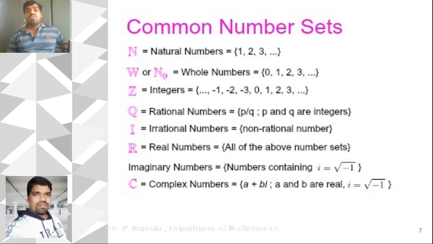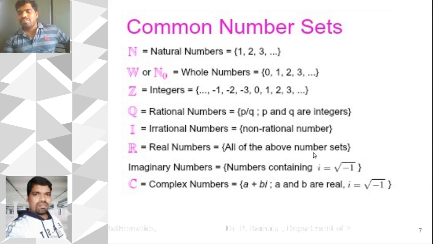That means R is equal to Q union Q complement. This is mathematical notation. Generally, you can write it like this, with two lines, or like this. So this is a mathematical symbol. In my topic on real numbers, I want to discuss only real numbers. Therefore, it is real numbers.